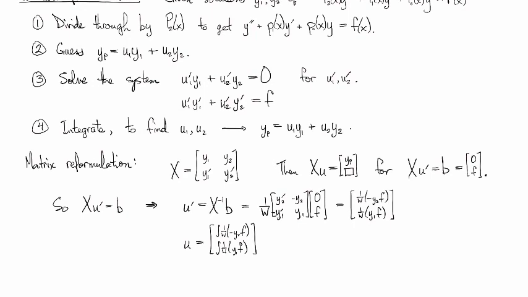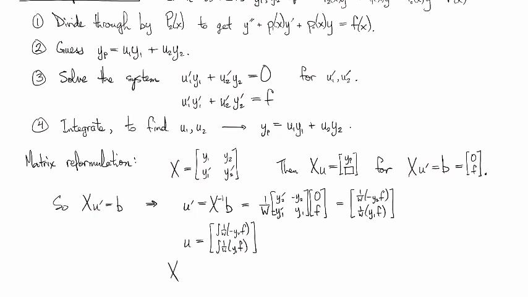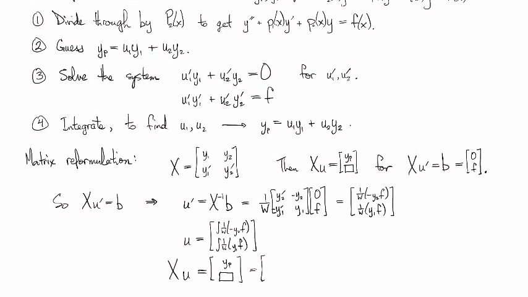And then we're going to take x times u, and we will get our particular solution and then some junk we don't care about. And so if we look at x times u, we've got y1, y2, y1 prime, y2 prime, and then I've got that u that we solved for.